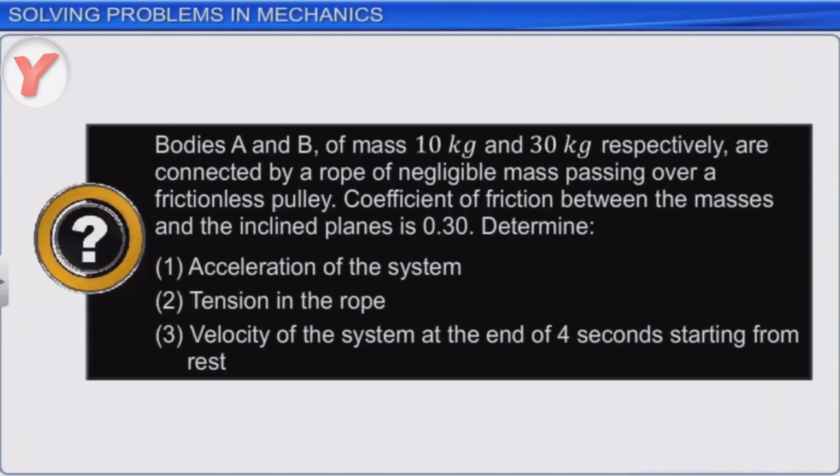To understand these steps, let us take a problem and solve it systematically. Bodies A and B of mass 10 kilograms and 30 kilograms respectively are connected by a rope of negligible mass passing over a frictionless pulley. The coefficient of friction between the masses and the inclined planes is 0.30.